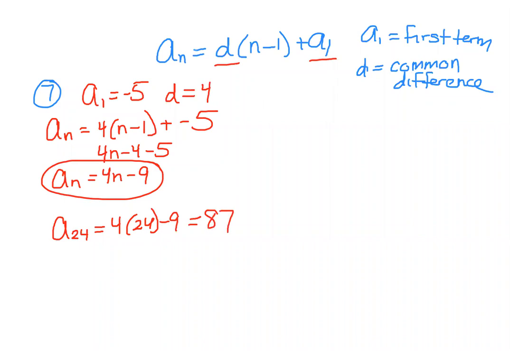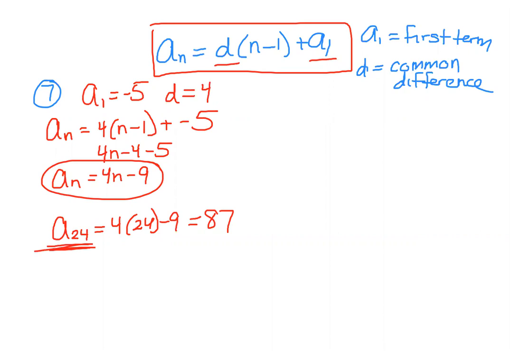Okay, so see, this formula right here for an arithmetic sequence is an explicit formula, which is very helpful when you're finding a24. We don't have to write out all the terms. We can just stick the 24 in for n, and it doesn't matter what the terms are right before it.